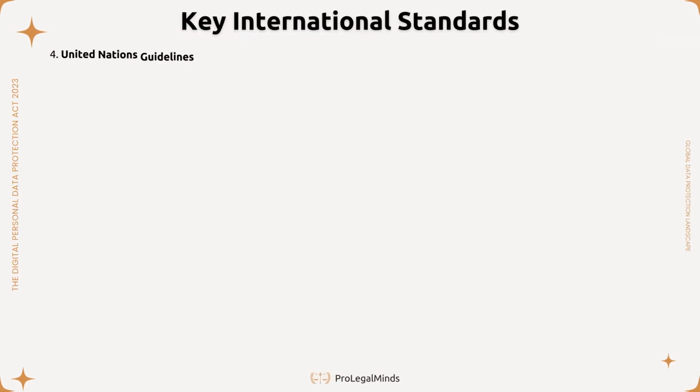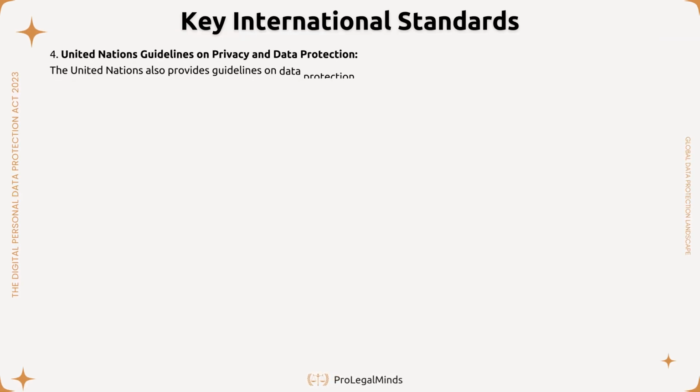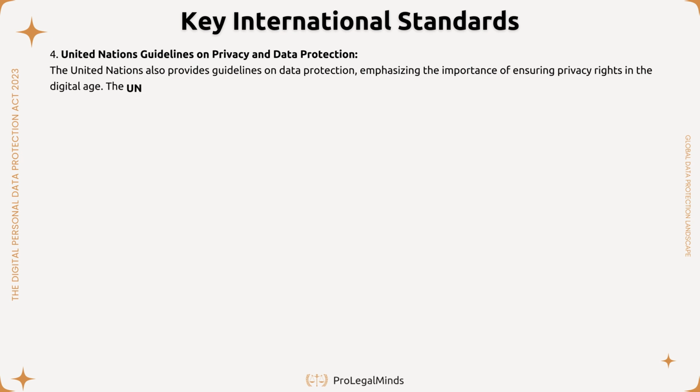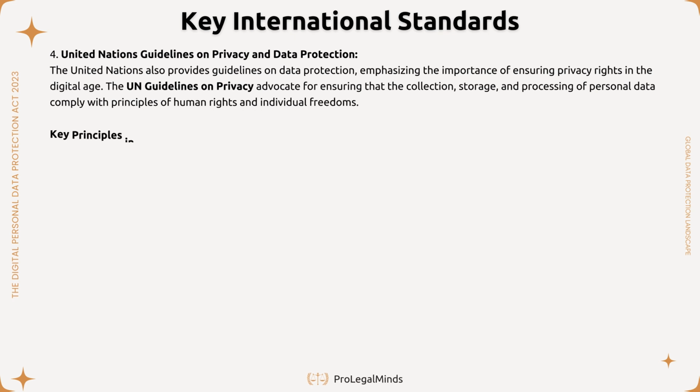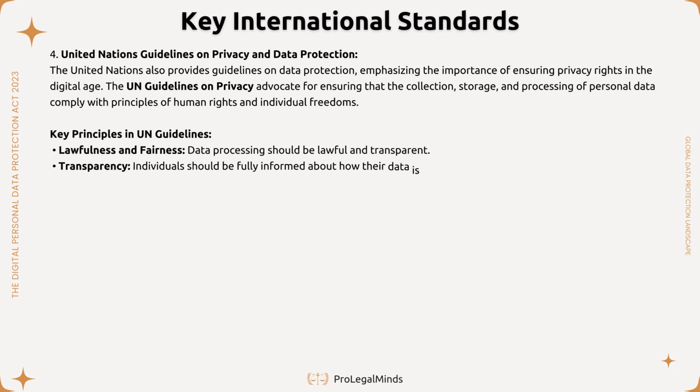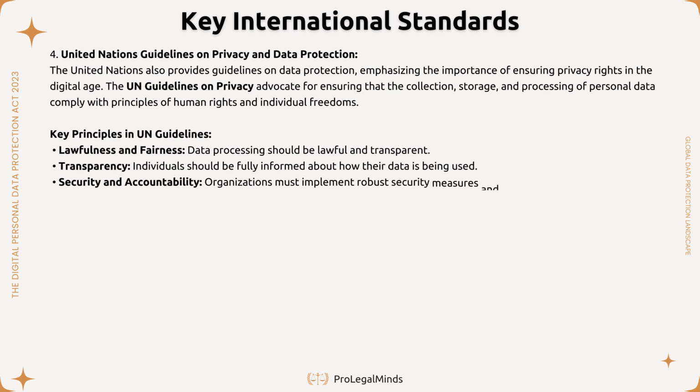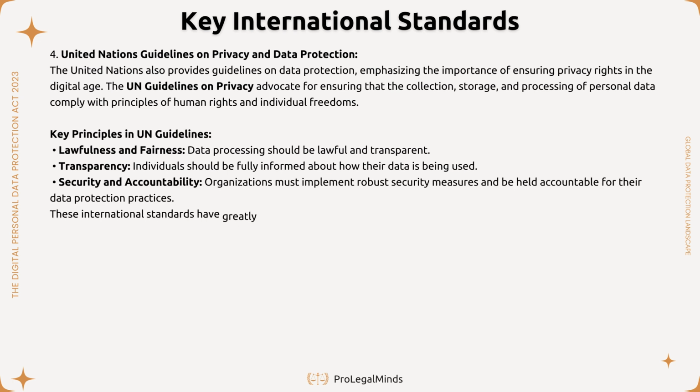United Nations Guidelines on Privacy and Data Protection. The United Nations (UN) Guidelines on Privacy emphasize human rights in data processing. The UN advocates for privacy laws to be rooted in the protection of individuals' fundamental freedoms and human dignity. Key principles in UN guidelines.